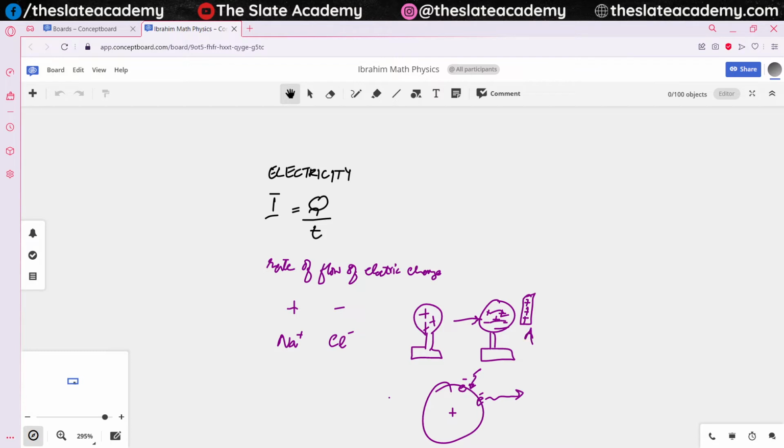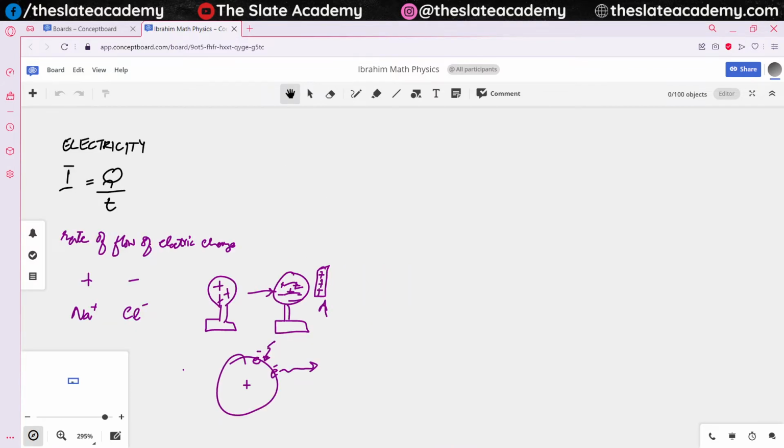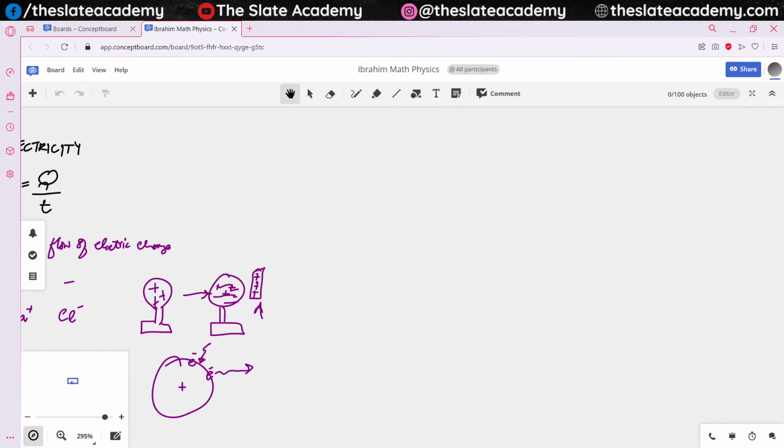In fact, let me draw a better drawing. This one is not good. Acha ji, the better drawing. Okay, so you have two globes which are connected to each other. Initially, they were neutrally charged. This is the initial state.